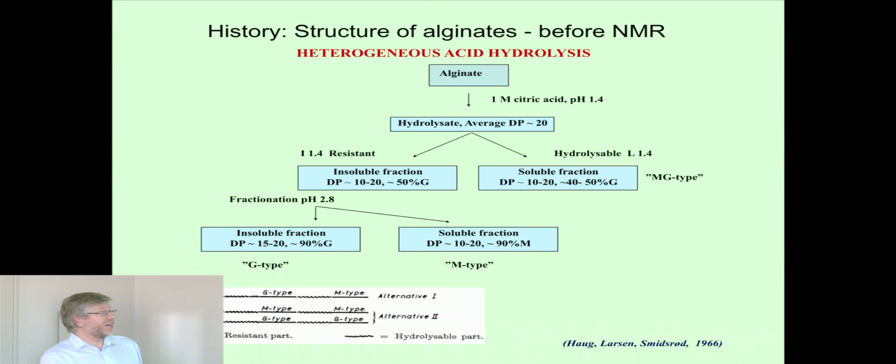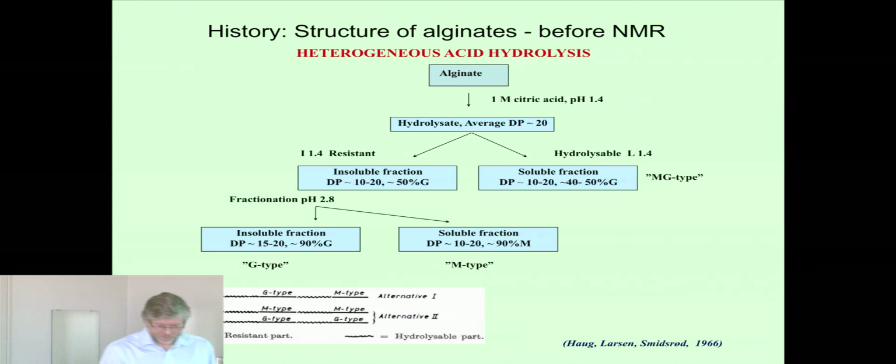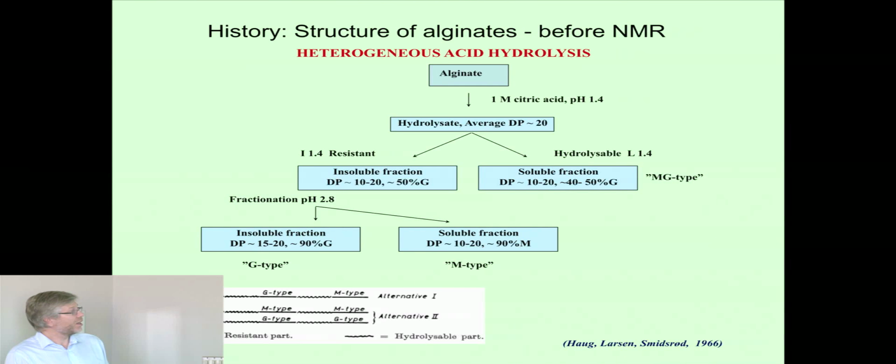The next step was to take this insoluble fraction at pH 1.4 and increase the pH to 2.8. Now something happened. Some part remained insoluble, and that insoluble fraction had about 90% G and still high dP. And the other, which became soluble, had 90% M, roughly.